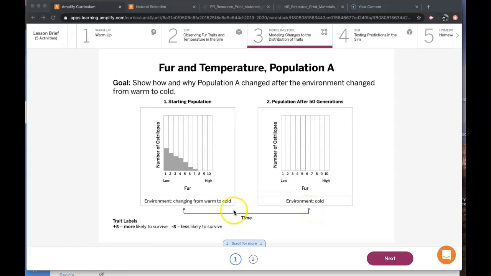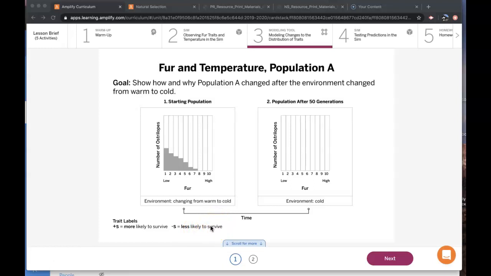There are labels below each histogram that describe aspects of the environment and whether the environment is changing. At the starting population, the environment is changing from warm to cold, and then after some time, the environment is just cold. And then at the bottom here, there is a trait label. This is a legend that shows symbols and what those symbols mean. A plus S means more likely to survive, and a minus S means less likely to survive.